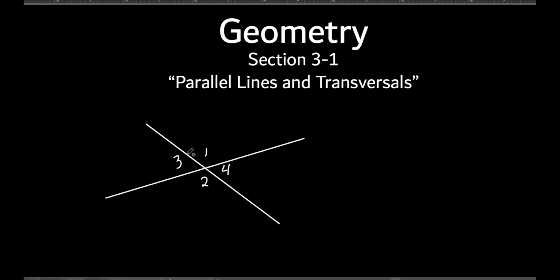Which ones are vertical angles here? Which one? 1 and 2. Okay, I thought you said 4 and 2. Right, 1 and 2 are vertical angles. And what's always true about vertical angles? They're equal to each other. Exactly right. So 1 and 2 are equal to each other.